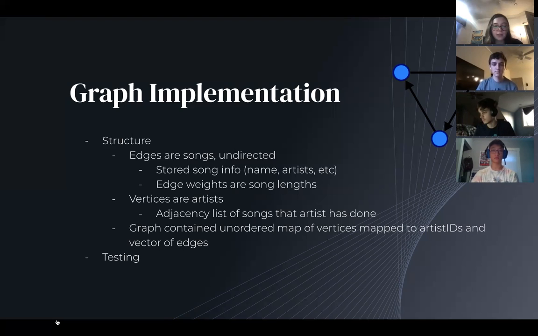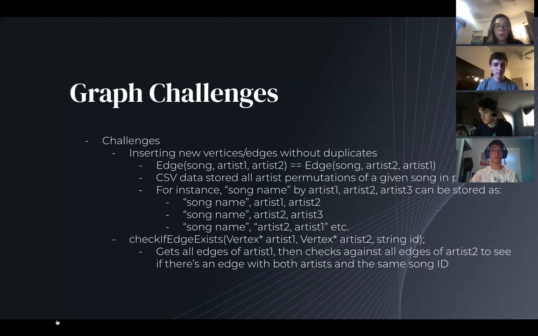To test the graph implementation, we made a small CSV file, loaded it into a graph, and printed out all artists and songs in that graph to ensure it matched our expected output. We also tested it implicitly with tests for Dijkstra's and shortest path, which depend on our graph implementation to work.